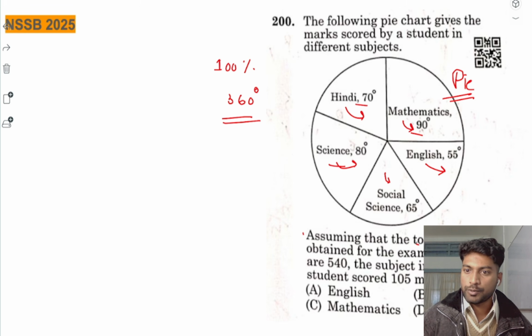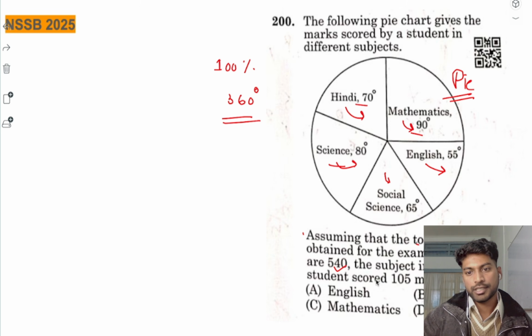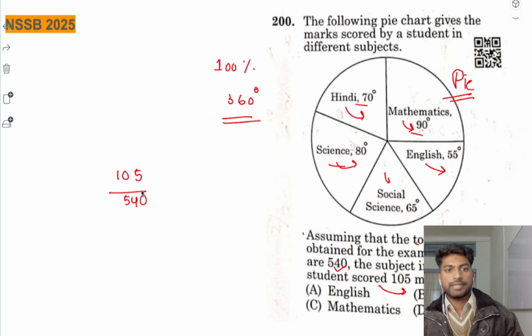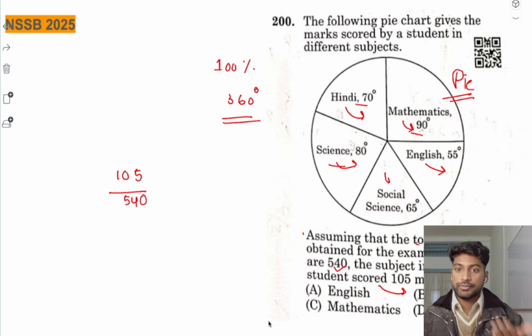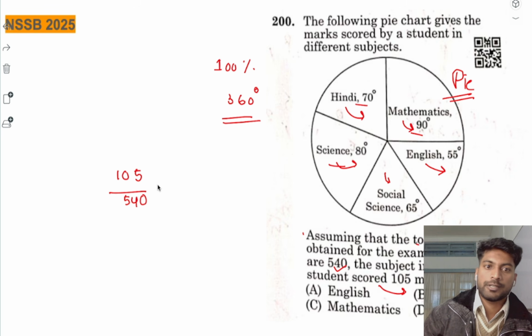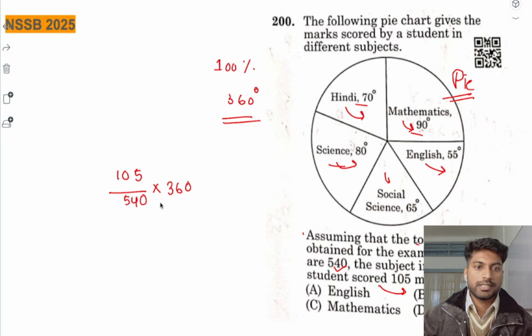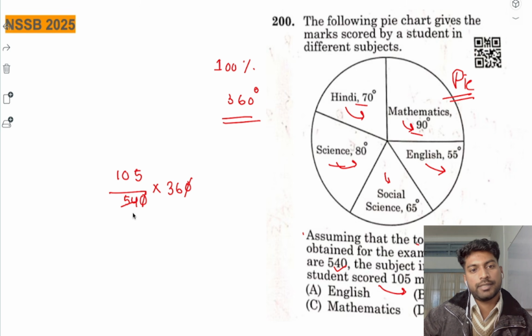So assuming the total mark is 540, the subject in which the student scored 105. Okay, so make the fraction: total mark was 540 and someone is scoring 105. This is my fraction, and if you want the degree, just multiply with 360. Why? Because the whole circle is 360 degree and the data are given in degree. Just solve this. 0, 0 gone. If you're dividing this one by 9, you will get 6, you will get 4.